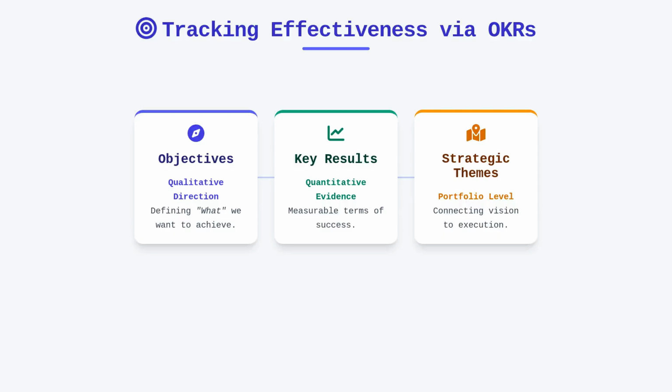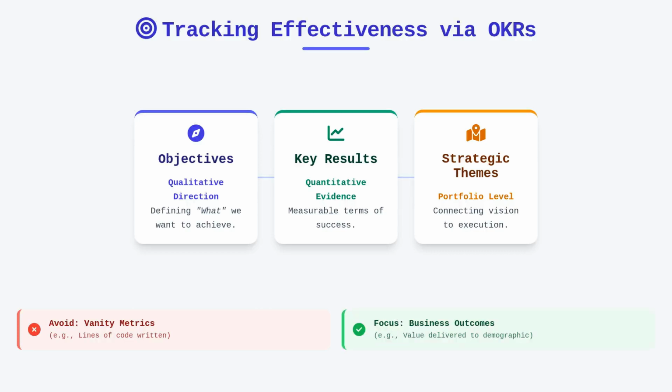If we decide that a strategic theme is to expand into a new market, our OKRs might specify a target percentage of market share or a specific number of new active users within a set time frame. This approach moves the conversation away from vanity metrics, such as how many lines of code we wrote, toward business outcomes, such as how much value we deliver to our core demographic. When an entire organization uses this language, the disconnect between management and engineering starts to dissolve.